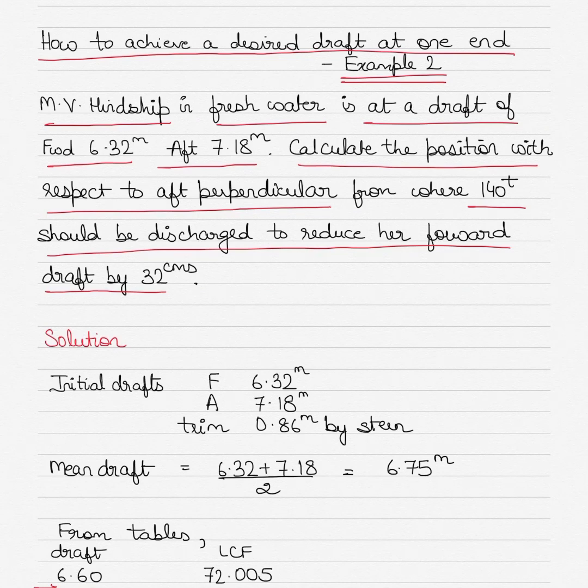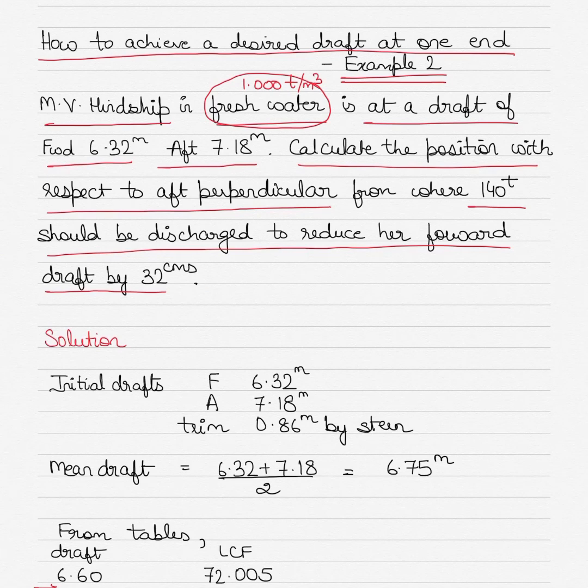So remember, as soon as you read a question, you should highlight the important points that you would need to remember through the solution of the problem. So the first important point here to note is that you are in fresh water. That would mean that the density of the water in which your ship is currently in is 1 ton per metric cube. That is the freshwater density.